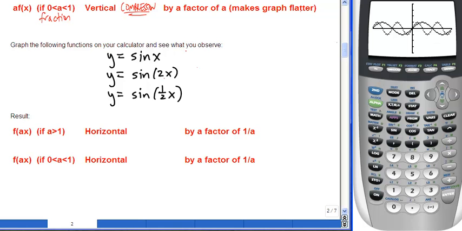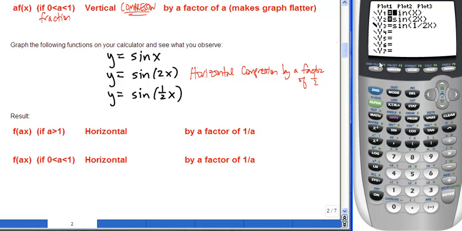So what that's called is a horizontal compression by a factor of 1/2. So we're now able to do twice as many cycles as we were before because we've shortened up horizontally how much the graph goes through. So the graph period gets through a cycle in half the width that it did before. So we've compressed that width by half.